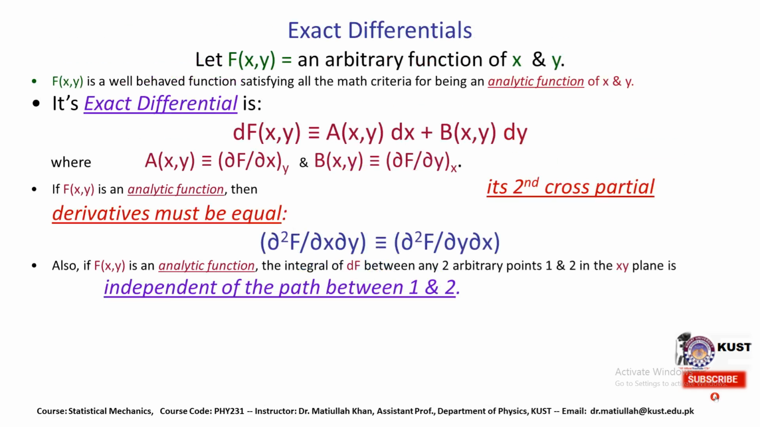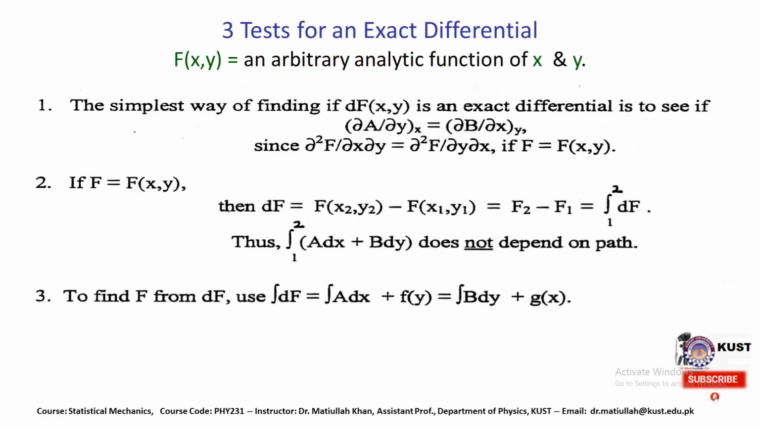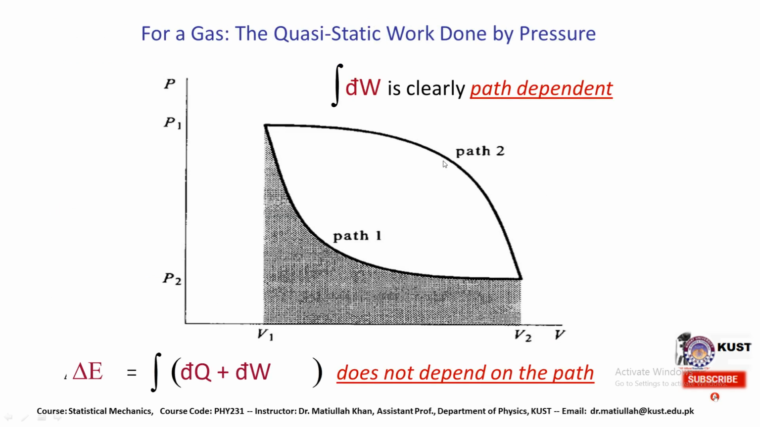So let's come toward the work done, which is presented here along different paths, and its magnitude along the path, and we need to define that the work done depends upon the path. So that is for a particular gas, the quasi-static work done by pressure. We are bringing the system from this initial configuration to this final configuration, or maybe we can move through a closed path, and we have two possibilities for that. One is path 1, another is path 2.